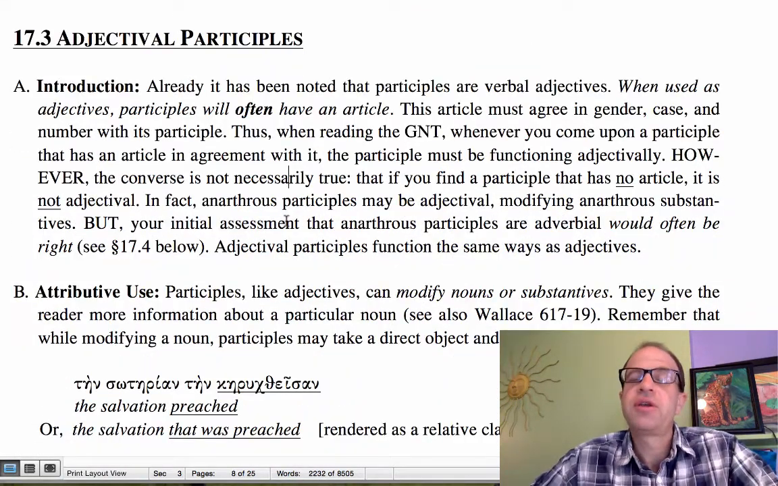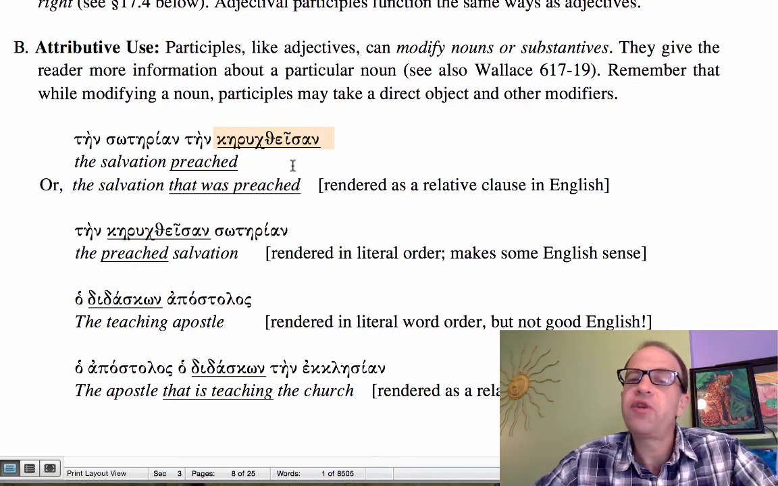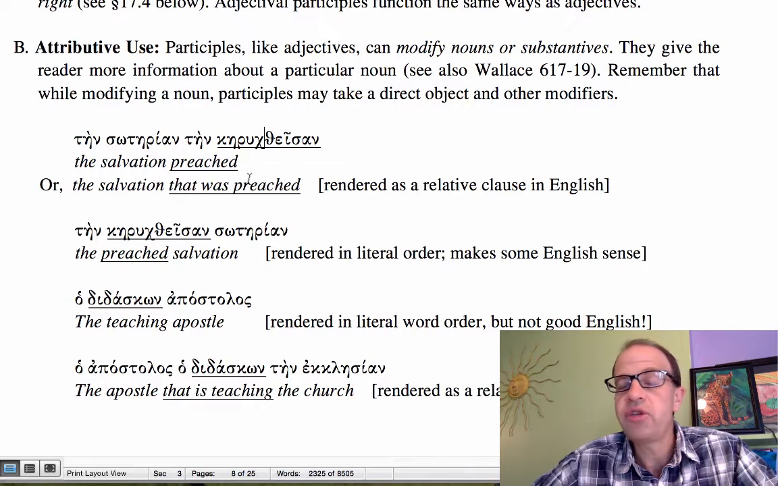As verbal adjectives, participles will take on adjectival functions. They'll modify nouns, they'll stand in the place of a noun. And so these are very similar to what you've learned in terms of adjectives. So there's attributive use. Here you have salvation, the word soterian, which is modified by a participle, which is in the attributive position. Tein soterian, tein kerukthisan. This is an aorist passive participle from keruso. The verb means I preach. As a passive, it would be preached. And so the salvation preached might be one way that you could translate that.